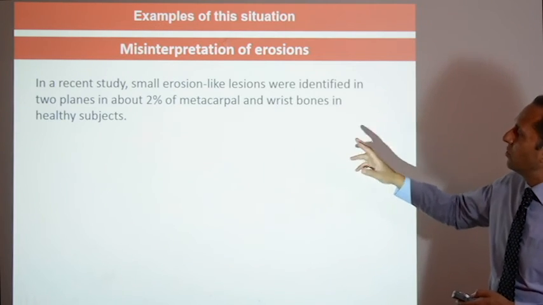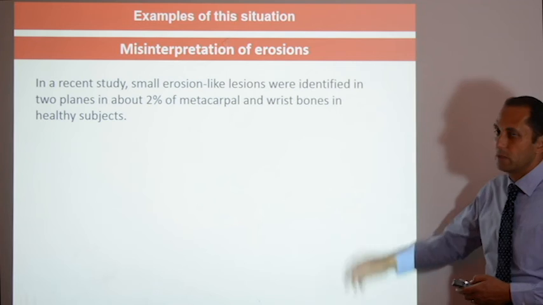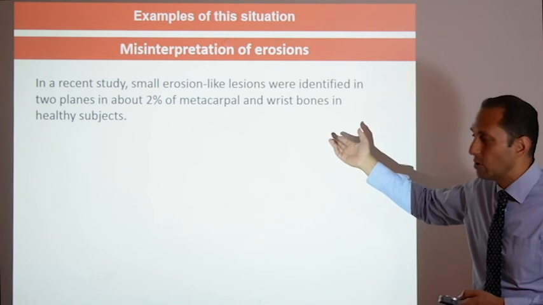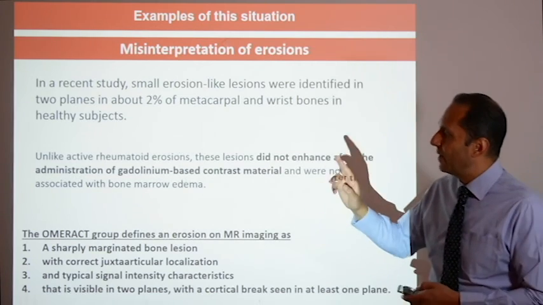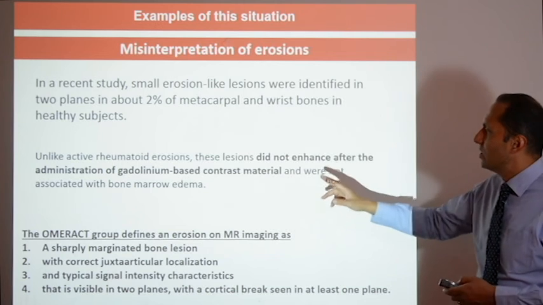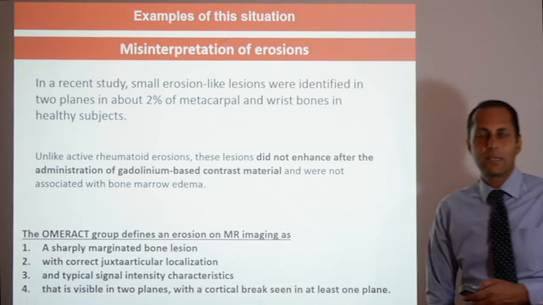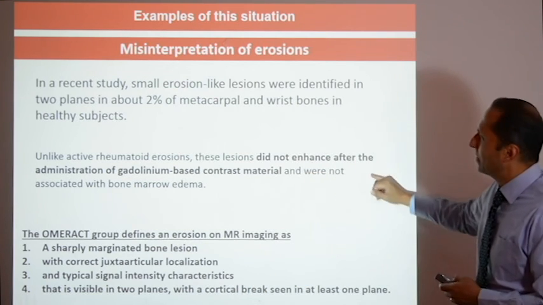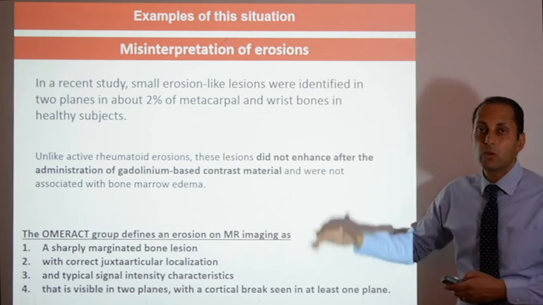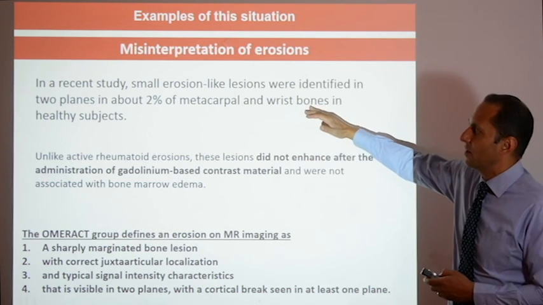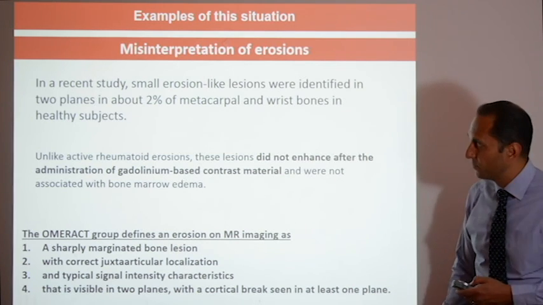In a recent study, small erosion-like lesions were identified in two planes in about 2% of metacarpal and wrist bones in healthy subjects. So this could be misinterpreted as an erosion in a patient with RA. But if you go by the criteria, you will find that unlike active rheumatoid lesions, these lesions did not enhance. You see this point, number 3, typical signal intensity characteristics. These lesions did not enhance after administration of contrast material and were not associated with bone marrow edema. So they do not fulfill the criteria. So they are small erosion-like lesions, but they are not true erosions. They are not part of an RA.